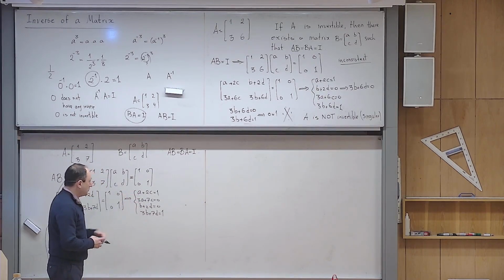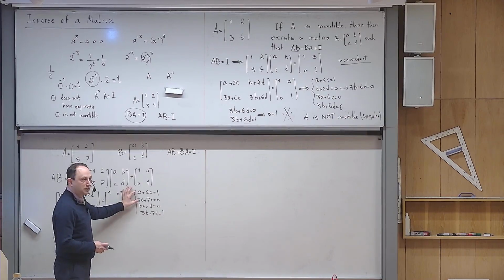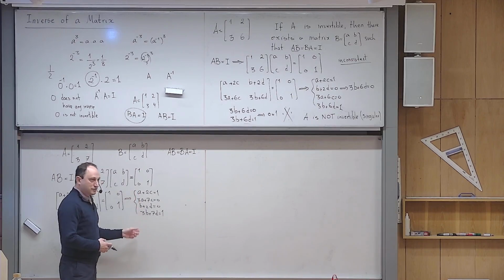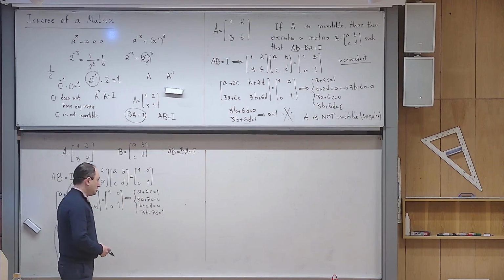Of course, I have 4 equations of 4 unknowns, but they are decoupled, yes? So these two only encounter A and C. These two are only encountering B and D. So in principle, I do not have 4 equations in 4 unknowns. I have 2 systems. One system only includes A and C, one system only includes B and D. Yeah? So let us solve them.